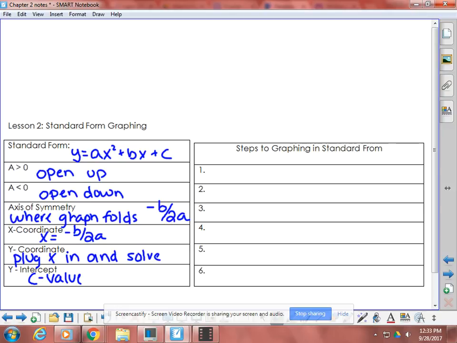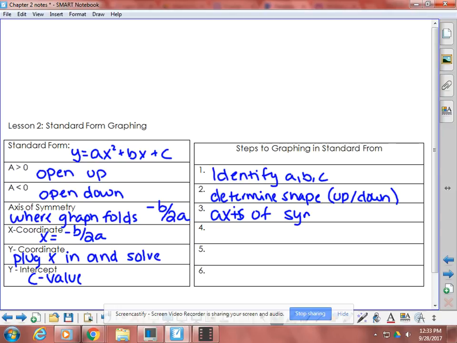So then your steps that you want to do to graphing this, you want to identify a, b, and c. You want to determine the shape. And what I mean by that is if it goes up or if it goes down. Then I want my axis of symmetry. Then you should find your vertex. And remember that that's going to be an x, y ordered pair. Next, I want to plot my y-intercept.